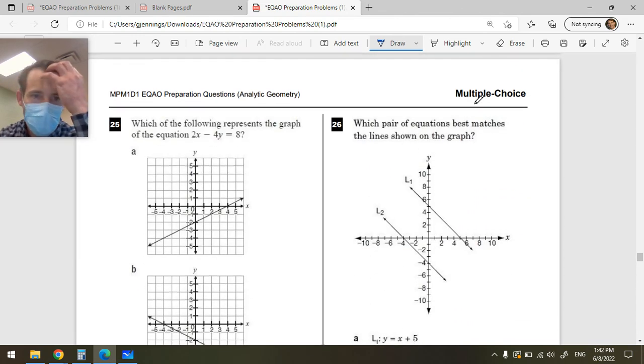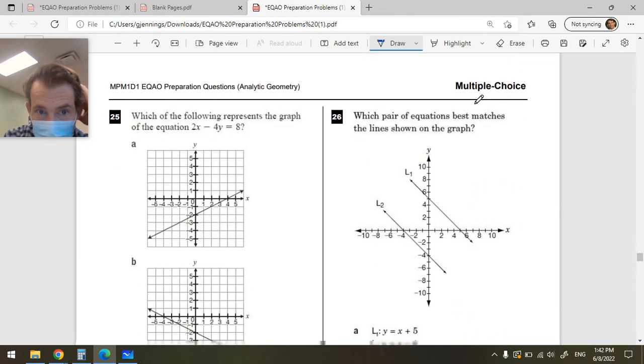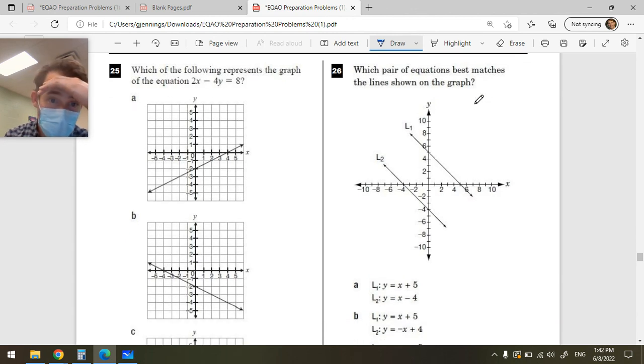All right. Which of the following represents the graph of the equation 2x minus 4y equals 8? All right. So you can use the same strategy of finding zeros and then seeing if the zeros are correct on your graph. Let's take a look. This one here, if y is 0, then x should be 4. And indeed it is. Okay. If x is 0, then y should be negative 2, which indeed it is. So this one is correct.